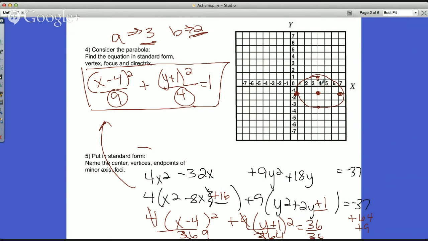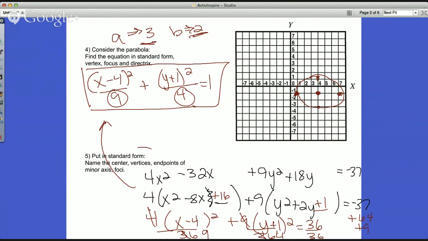Okay? And does it say to graph it? No, it says just the center. We know what the center is. That was easy. What are the vertices? Major points, all the major axis points. So it should be 1, negative 1 and 7, negative 1, correct? Those vertices are only with the major axis, right?